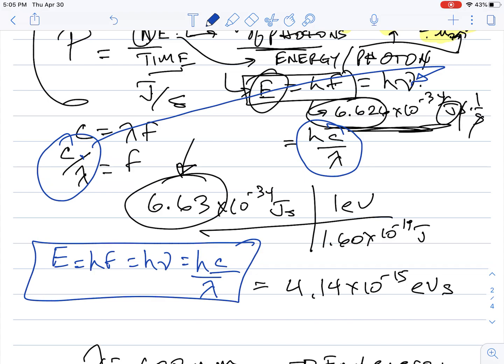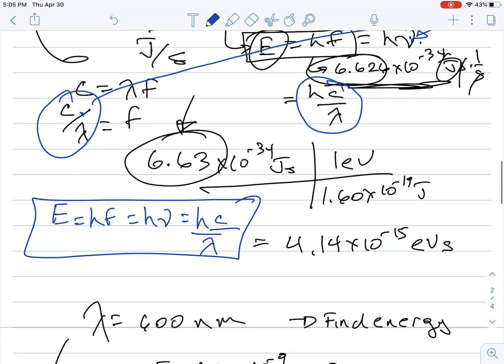Now, let's talk about electron volts. Electron volts are a measure of energy as well. We've done this before. Remember, an electron volt is the energy given to an electron, hence the term electron volt, as you move across 1 volt of potential difference. So, 1.6 times 10 to the negative 19th joules is equivalent to 1 electron volt.